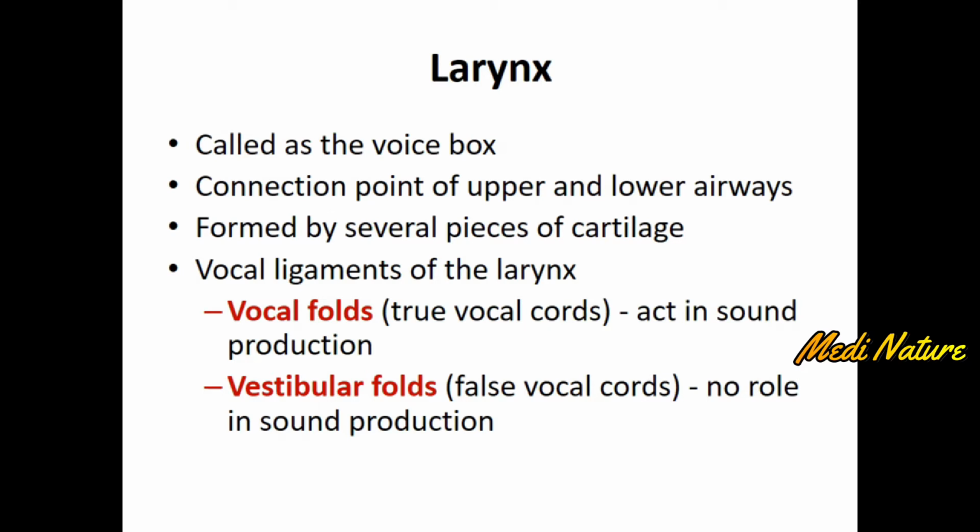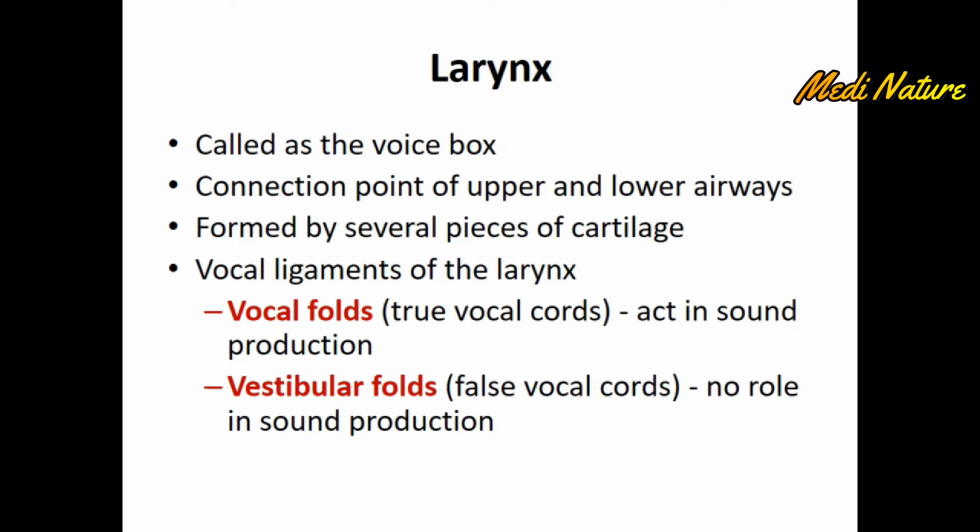The larynx is also called the voice box of our body, and it is the connection point of the upper and the lower respiratory airways. It is formed by several pieces of cartilage, and the most important part of the larynx is the vocal ligaments. There are two sets of ligaments around the opening of the larynx. We call that opening the glottis.